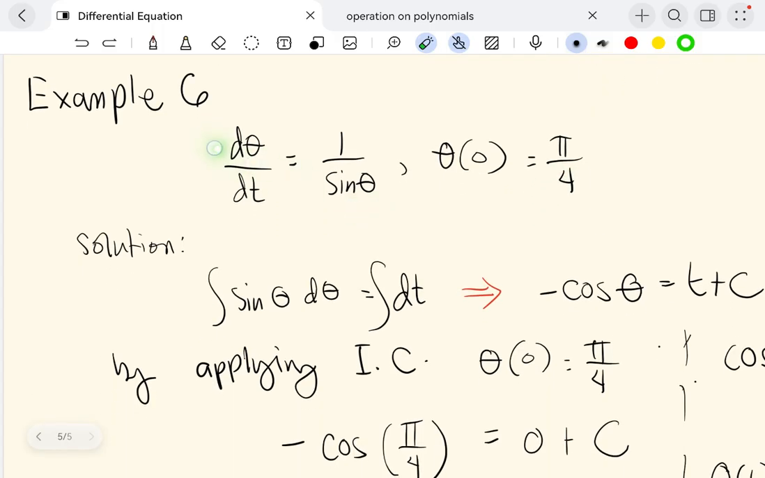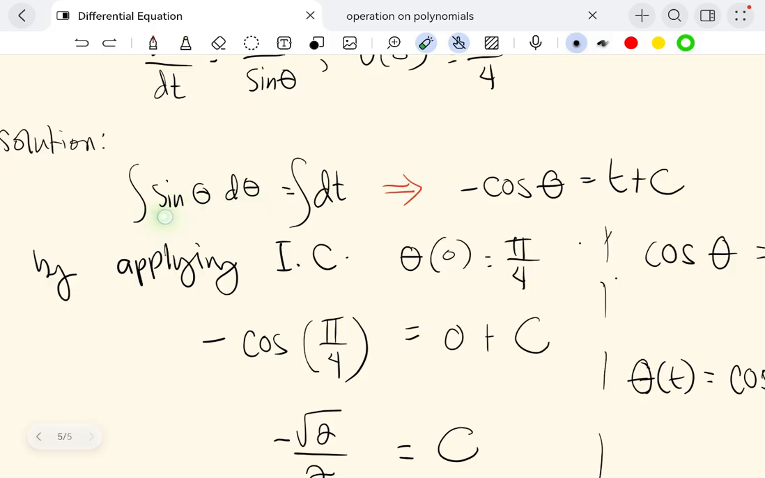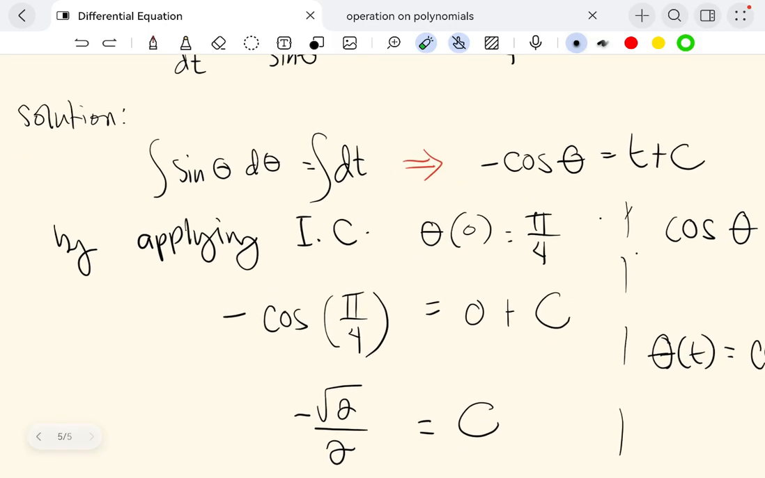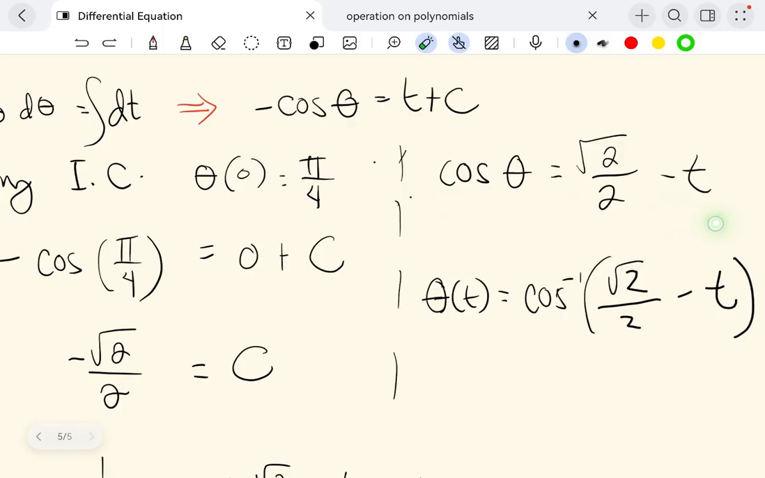Here, you can just use cross multiplication. So sine theta d theta is dt. Integrate this one: negative cosine theta, and this is dt, so just t plus c. Applying the initial condition, at t is equal to 0, the angle is pi over 4. So negative cosine of pi over 4 is negative square root of 2 over 2 for c. Then rewrite it here, c. Then we take theta of t. So we have this one.